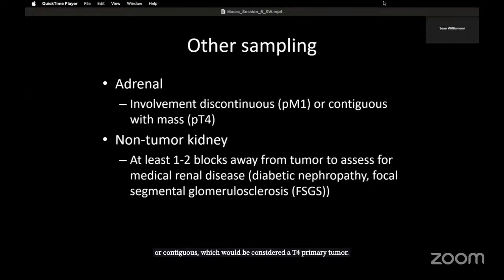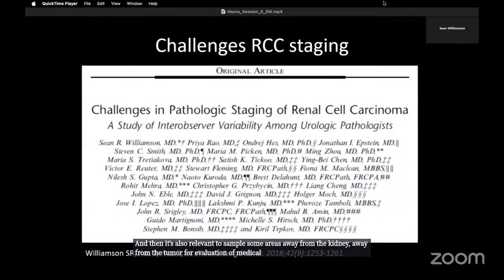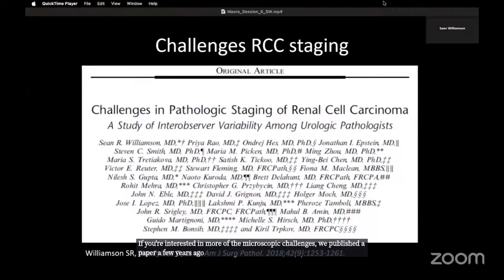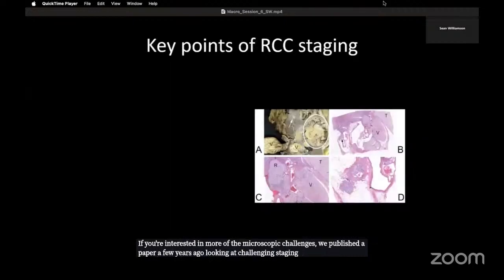And then it's also relevant to sample some areas away from the kidney, away from the tumor, for evaluation of medical renal disease. If you're interested in more of the microscopic challenges, we published a paper a few years ago looking at challenging staging in renal cell carcinoma, which you can find here.